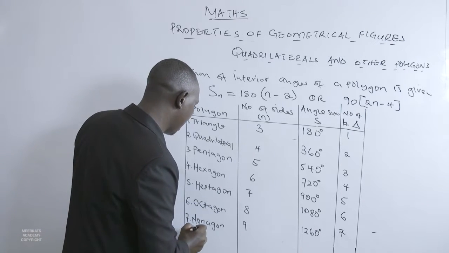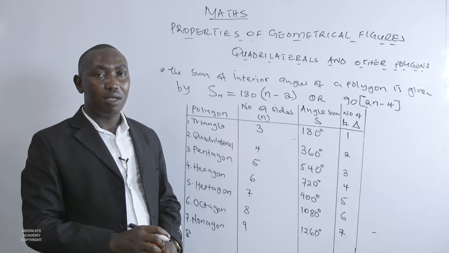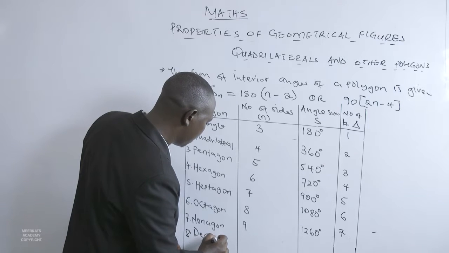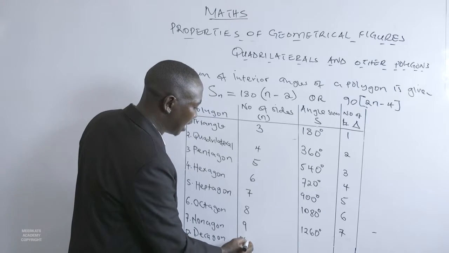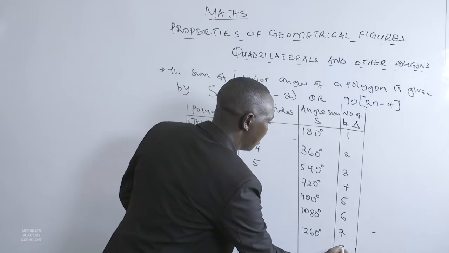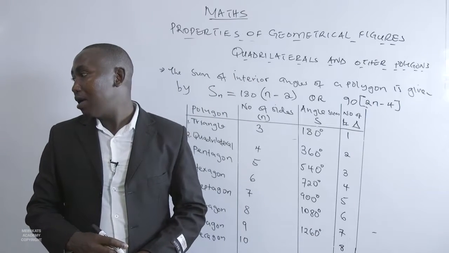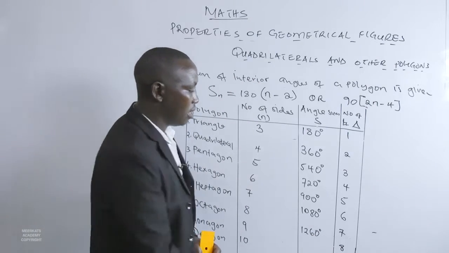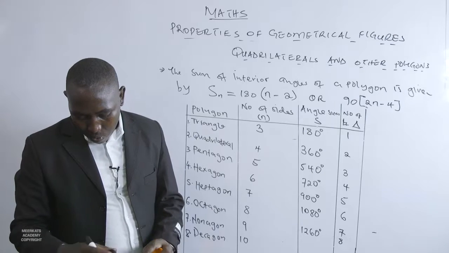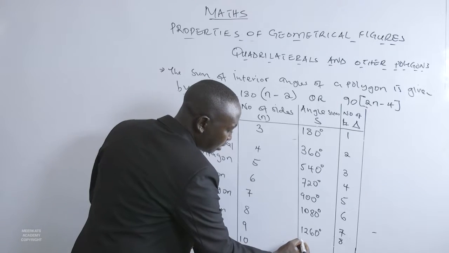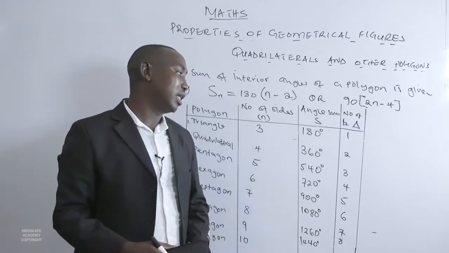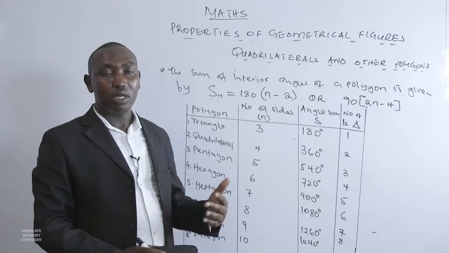The last one is the one that has got 10 sides. We call it a decagon. A decagon has got 10 sides, and therefore the number of triangles will be 10 minus 2, which will be 8. 8 multiplied by 180 will give us 1440 degrees.